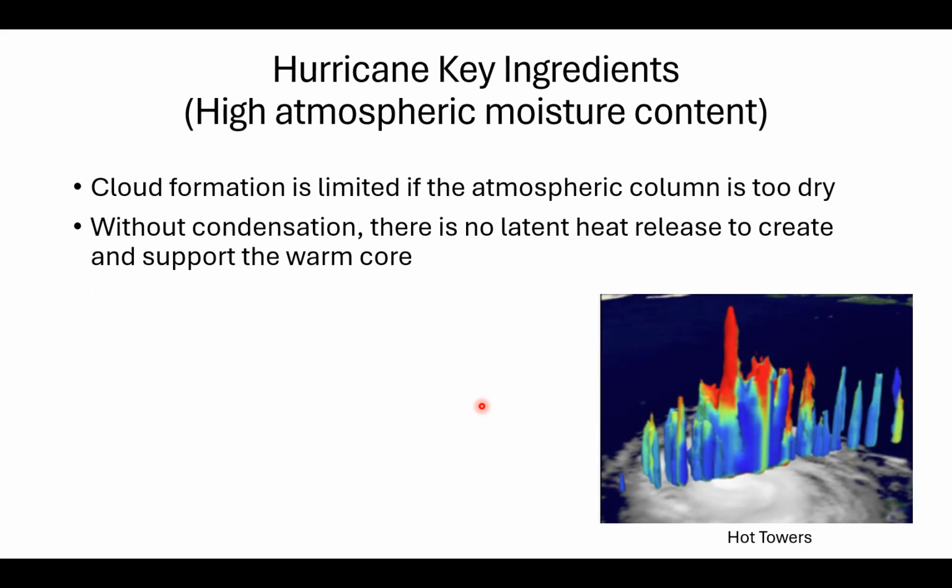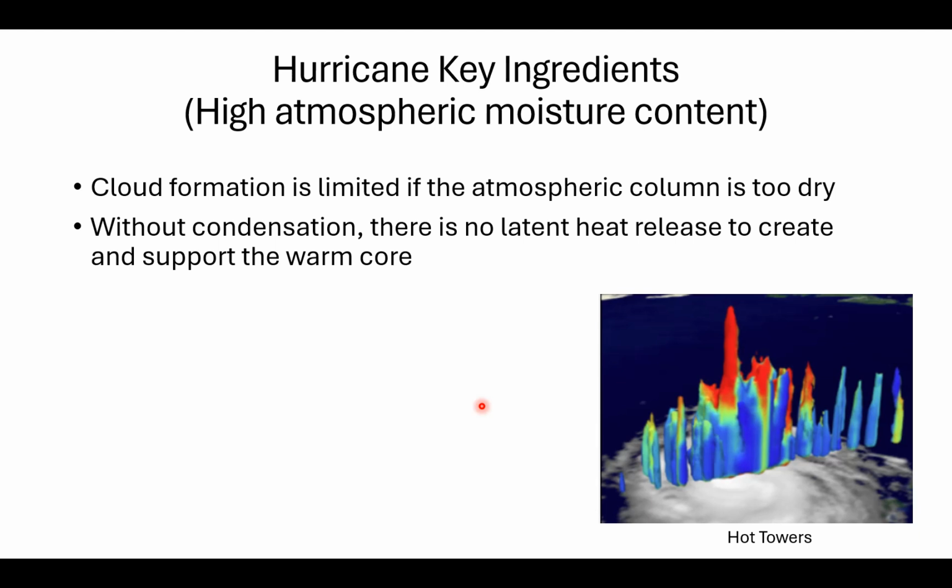High atmospheric moisture content, all right, another key ingredient. Again, I talked about the Saharan air layer coming off of Africa. You do not want that dry air to choke off your updrafts or strong vertical rising air motion within the column. And if it's too dry, you're simply going to be inhibited or limited in your cloud formation.